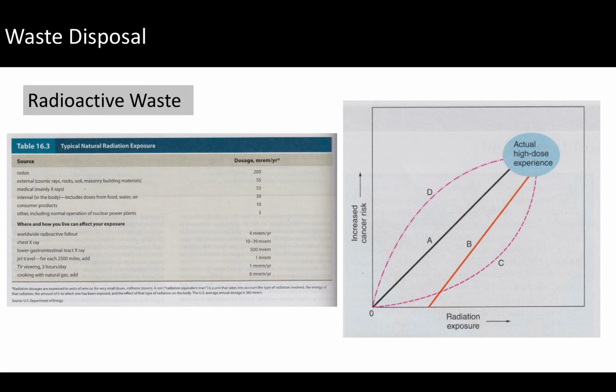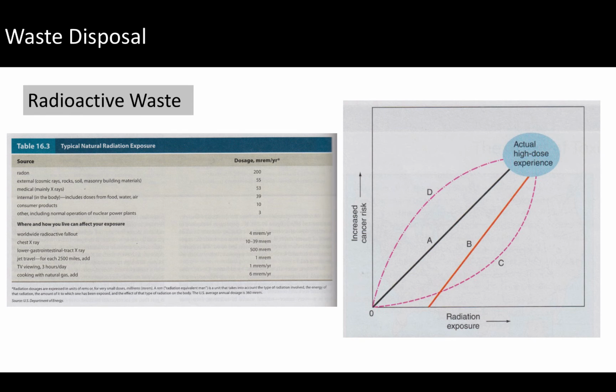Okay, worldwide radioactive fallout, like that's something we're exposed to every day, right? In terms of the amount of fallout, pretty small. Radon, you want to avoid radon as much as possible. Chest X-ray, 10 to 39 millirems. Jet travel actually gets you some exposure to radiation, a small amount of exposure per year. Okay. Let's see, cooking, okay, with natural gas also gets you some minor amount of exposure.